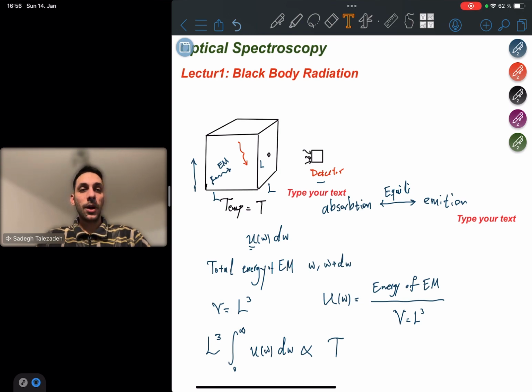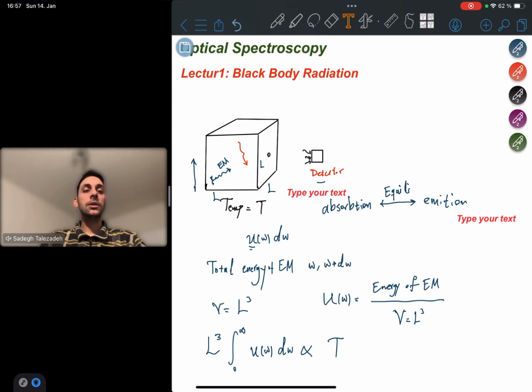So consider you have a box at temperature T. This empty box has a hole, and our detector could be in front of it, so we can detect the radiation that comes out of the box. We have electromagnetic waves inside the box because of this temperature. When we increase the temperature to T, for example, the molecules and atoms of the shell of this box start to vibrate and emit light.